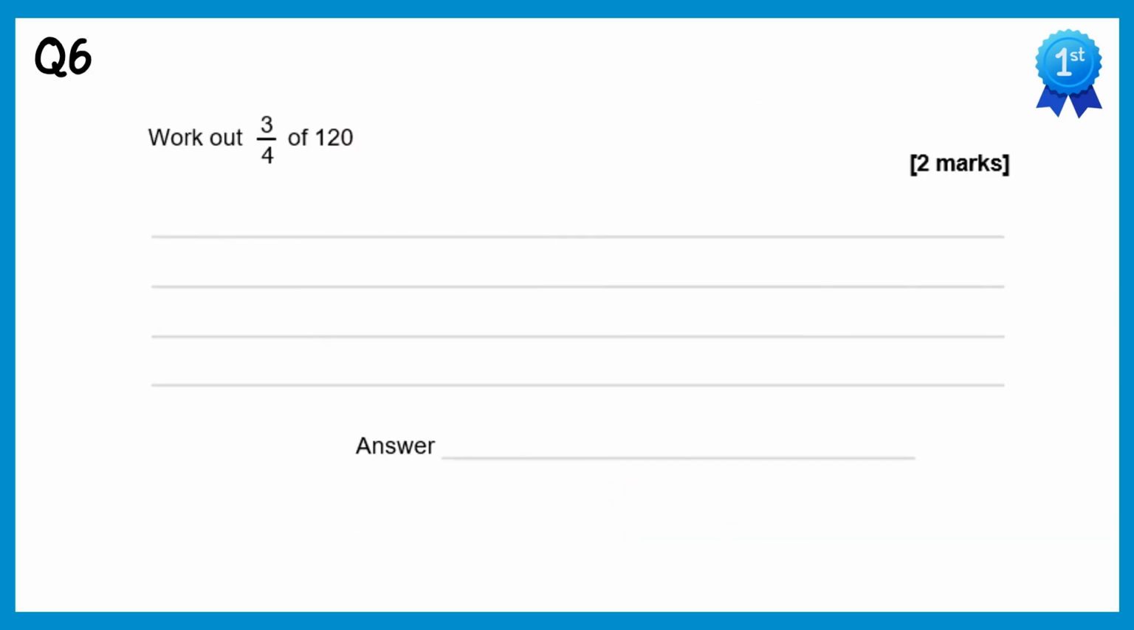For this question we need to work out 3/4 of 120. We'll start by finding 1/4. To do 1/4 you divide 120 by 4. That gets you 30. Then we take this and multiply it by 3 to get 3/4, so 30 times 3 is 90, and that's the answer.